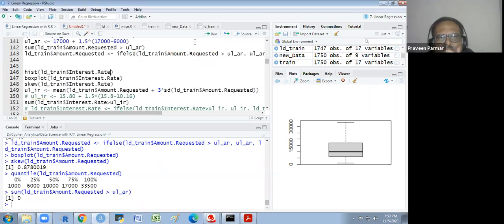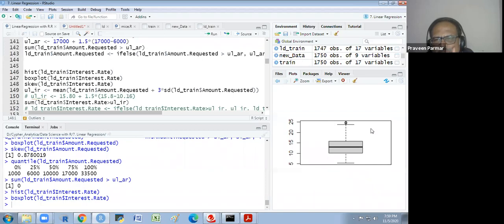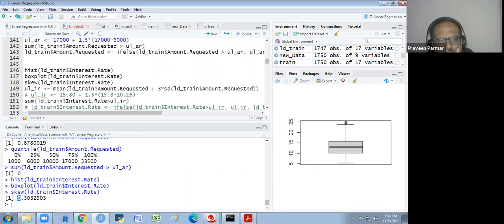So I do this. I see this histogram I am getting, and I see the box plot for this. I'm also getting some outliers here. And I see the skewness first. So skewness is 0.30.